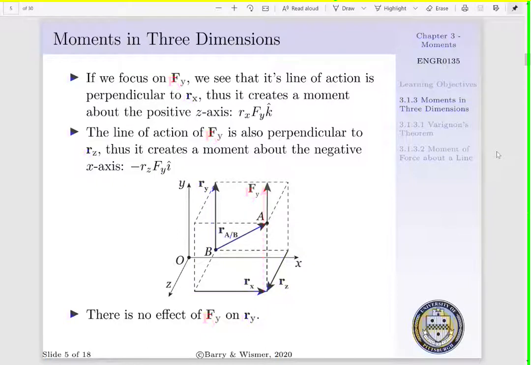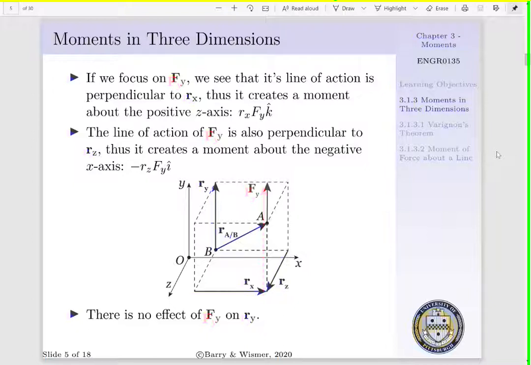Now, if we look at f sub y, we see its line of action is perpendicular to r sub x, the x component of our position vector. And using our right-hand rule, we see it creates a moment about our positive z-axis. And this moment can be expressed as r sub x, f sub y, k hat.